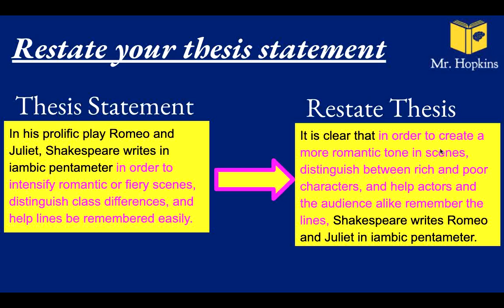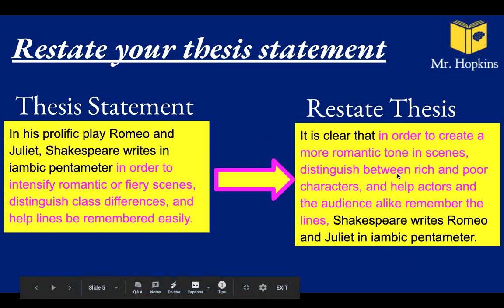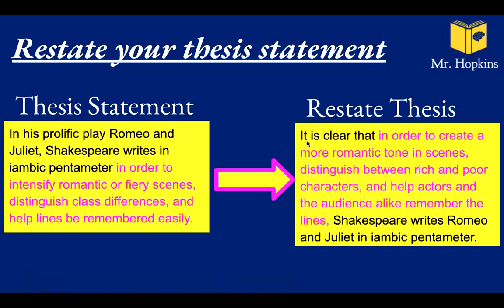So what I've done again is I've swapped them around. As you can see here, my what at the beginning in my introduction suddenly moved to the end, and my how or the why comes first. I also have a phrase like it is clear, it can be seen, it is shown, it is evident. And then I've even changed a few of the words. So here I've put class differences, here I've written rich and poor, distinguish between rich and poor, and help lines be remembered easily, help actors and the audience alike remember the lines. So I've just changed some of the words. And that's what it is to restate a thesis statement. This will come in the introduction and this will come in the conclusion.